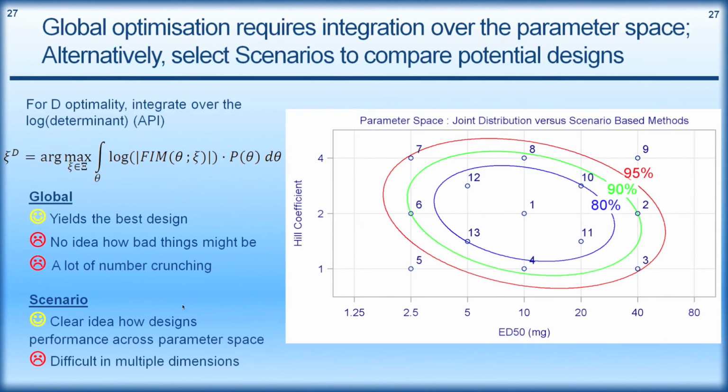A problem both for the scenario-based method and the global optimal design method, in fact, is the difficulty in multiple dimensions. So for the sigmoidal Emax model here, we're just working in 2 dimensions with the Hill coefficient and the ED50. But if we had multiple dimensions, perhaps it would be hard to select scenarios that nicely map across all those different parameters.